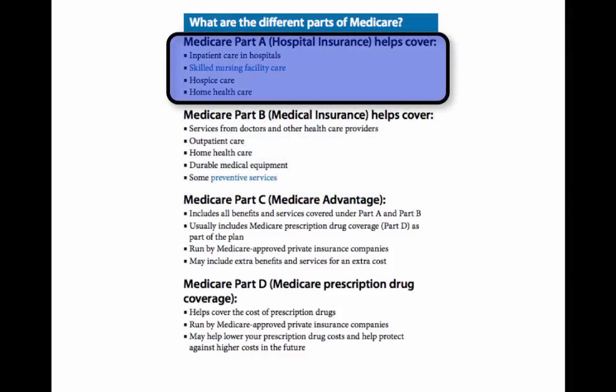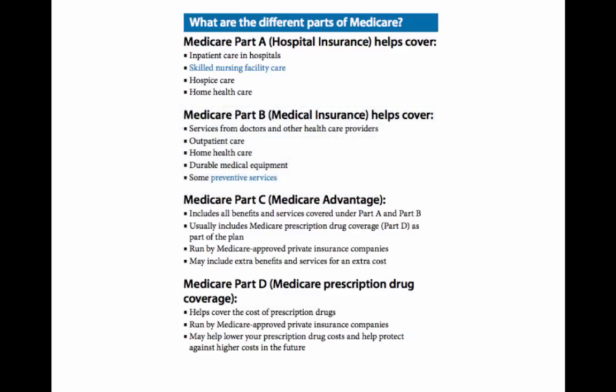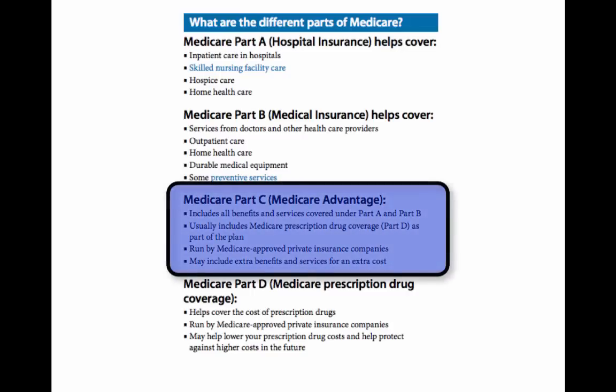Part A is your hospital insurance, and it helps cover you for inpatient care in the hospital, skilled nursing care, hospice care, and home health care. Part B is your medical insurance, and it helps cover services from your doctor, healthcare providers, outpatient care, home health care, and it also provides durable medical equipment and also some preventive services. So basically, Part A pays for your room and board at the hospital, and Part B pays for your doctors and equipment they use.